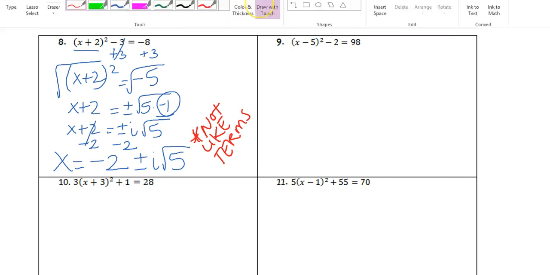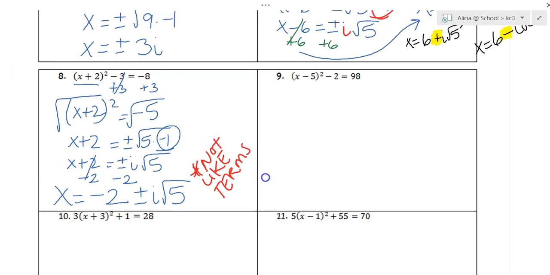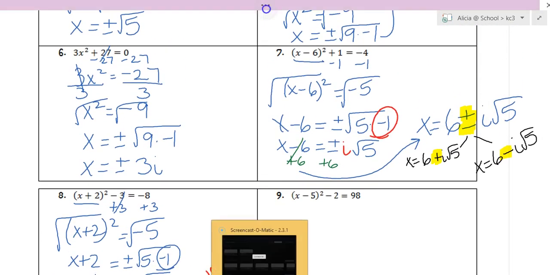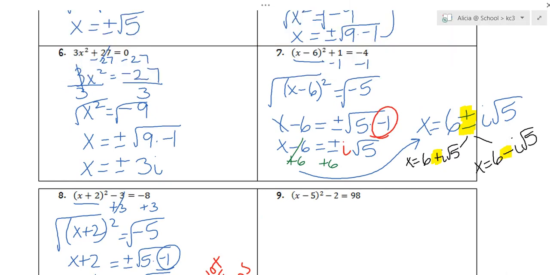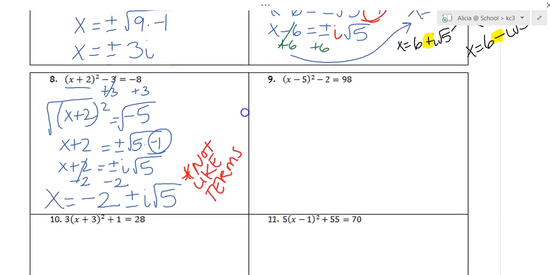Number 7 too, if you want to go back and look at number 7, our final answer. Those were not like terms again, right? These were not like terms. You cannot combine them. One has an i, one does not. One is imaginary, one is not. So those are not like terms.